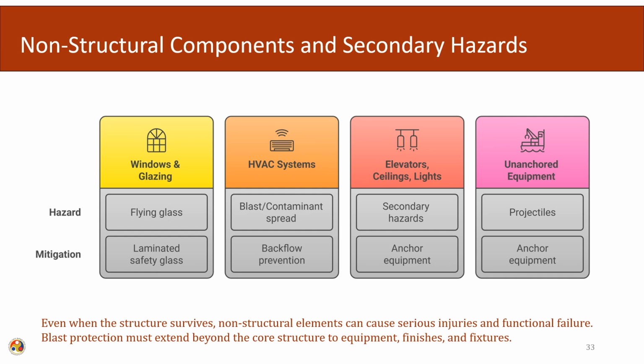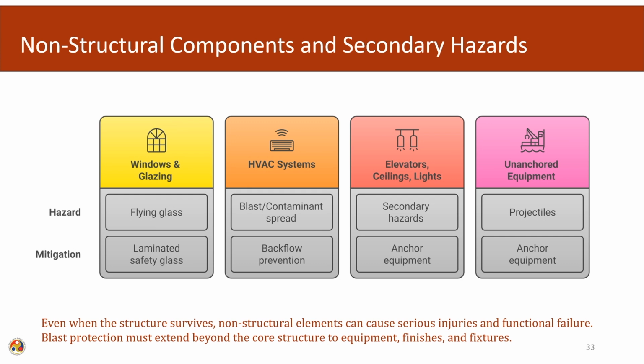So we have to look into the primary structural elements, and we have to look into the non-structural components also, so that we protect them as well as prevent them from becoming a secondary hazard. Even when the structure survives, a non-structural element can cause serious injuries and functional failures. So injuries to persons and functional failure of the overall system have to be mitigated. So blast protection is a scenario where we must extend beyond the core structural components to equipment, finishes and fixtures.